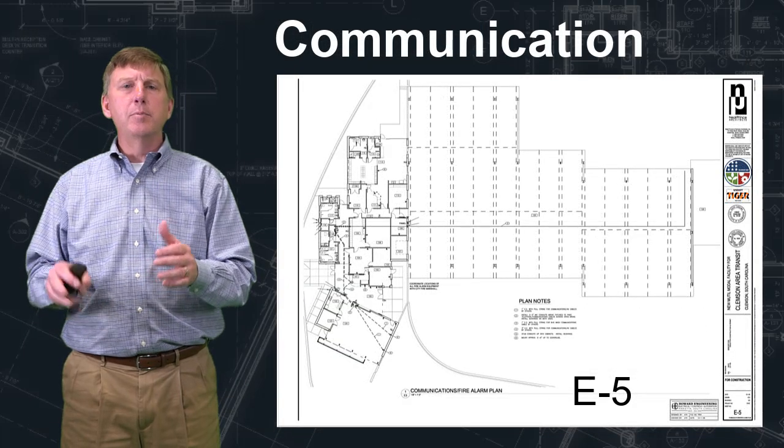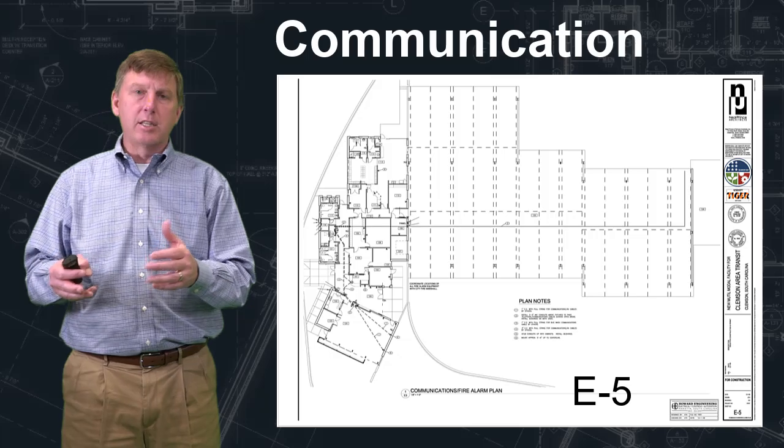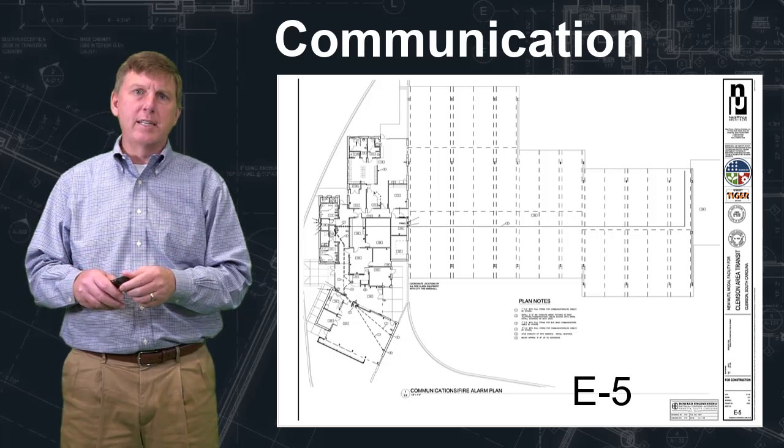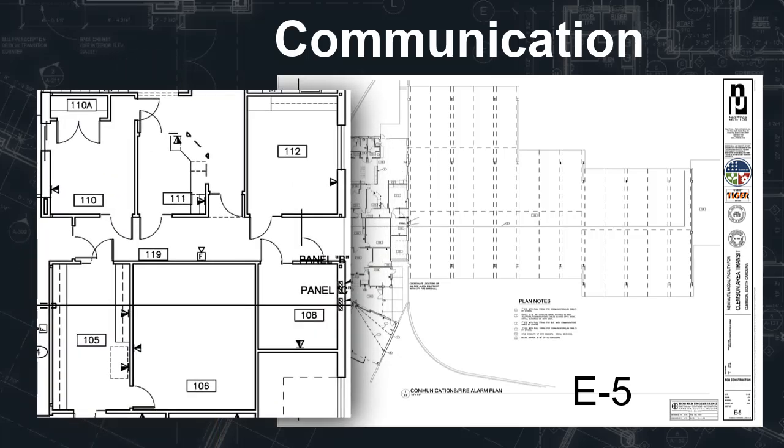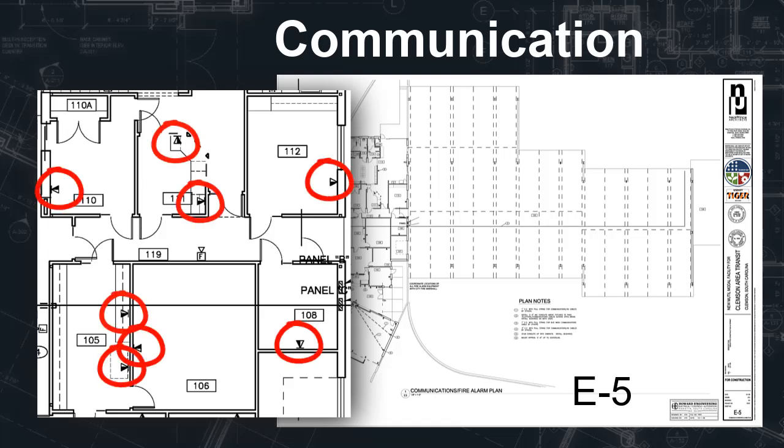And then finally, the communication plan, which in this set is included with electrical, as drawing E5. On the communication plan, you're going to find out where to locate your network and telephone jacks and your fire alarm signals.